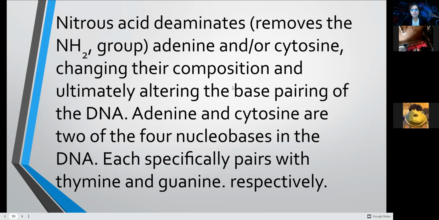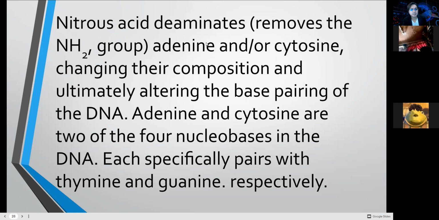Nitrous acid removes the nitrogen group from adenine or cytosine, changing their composition and ultimately altering the base pairing of DNA. If we alter the base pairing, these nitrogen base pairs in our DNA, there are a lot of cases where this is really fatal. Changing the genetic code is really fatal.